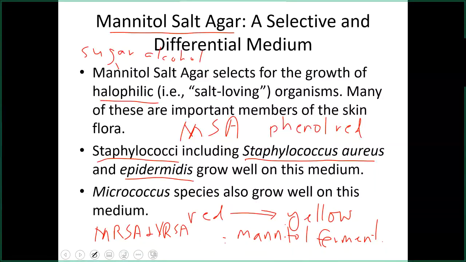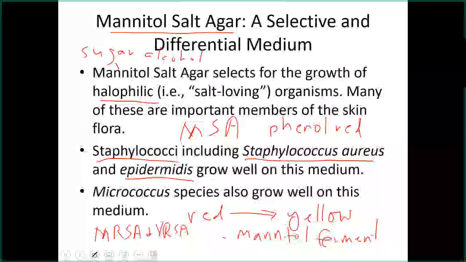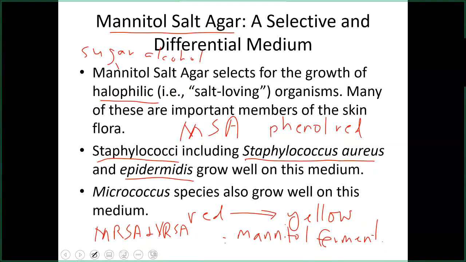So if you are sampling somebody's skin or some other surface, and you get organisms growing on MSA that ferment the mannitol and produce a yellow color, they could potentially be one of those strains. Yeah. More than likely they aren't, but at least you know the possibility exists. Staph epidermidis doesn't ferment mannitol. So you get good growth because it's a halophile, but it's not going to ferment the mannitol. You're not going to see yellow color.